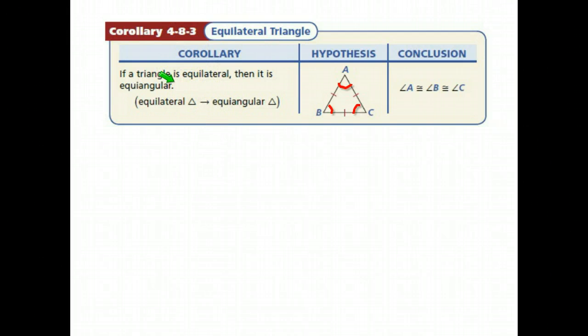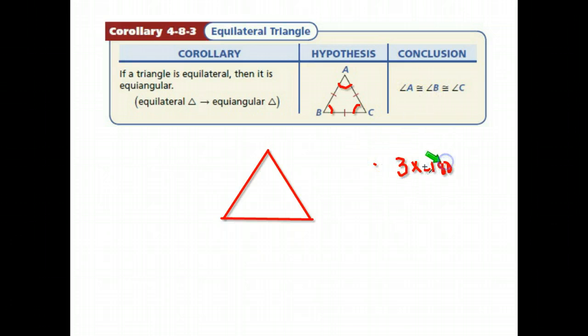And one helpful fact to know is that when you have an equilateral triangle, if all of the angles are equal, what does that make your angle measure for each angle? Well, remember the angles in a triangle have to add to be 180. So we're looking for a number that 3 times the number is 180. And that gives us 60 degrees.